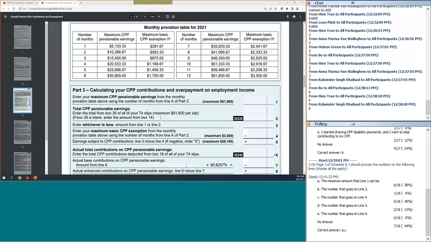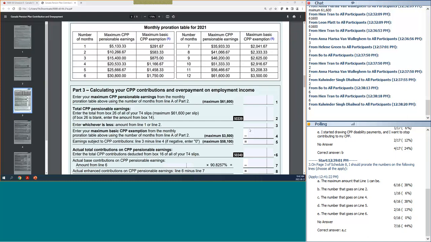So if it's on a tax slip and it has to do with CPP, don't change anything. Okay, then we had line 4, your maximum CPP exemption. It tells you to prorate it, so you're going to prorate it. And there is the chart for maximum basic exemption proration on the side there. That one you're limited to. The exemption is also based on how many months you're eligible.